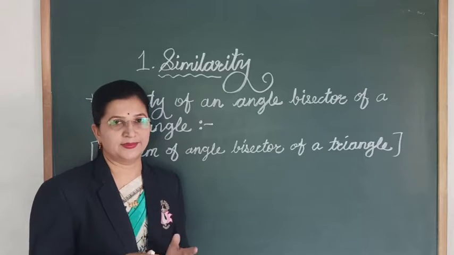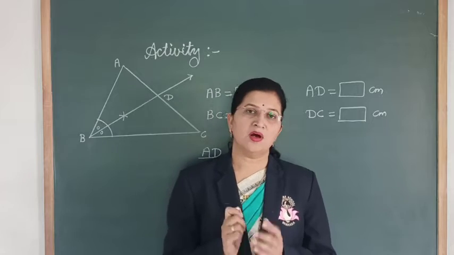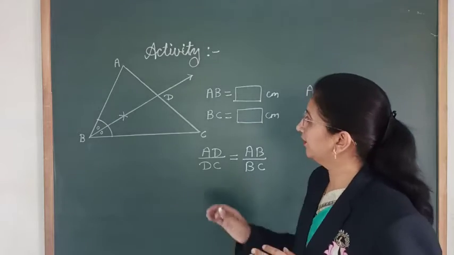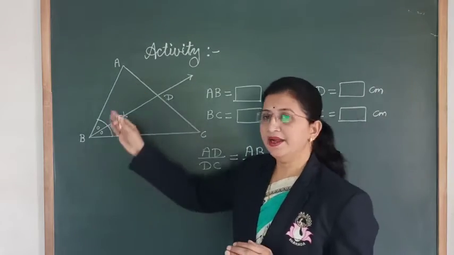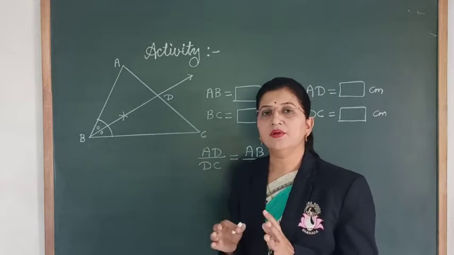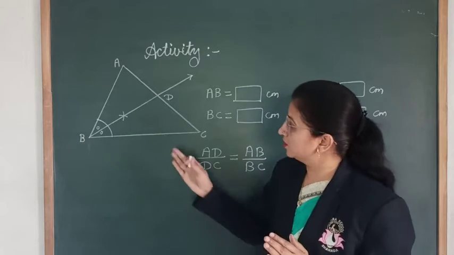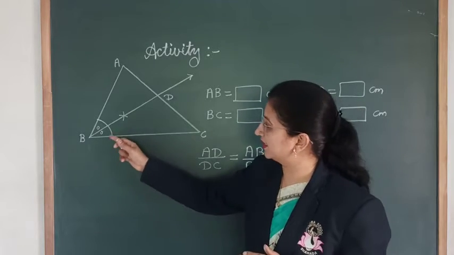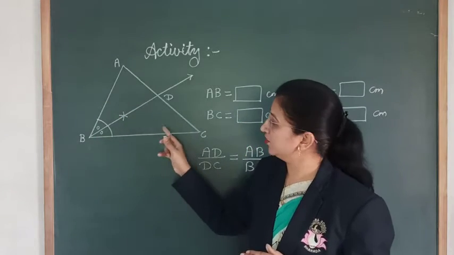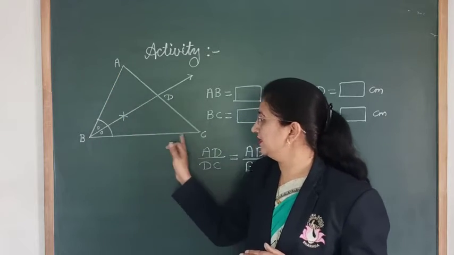Dear students, before going for the theorem of angle bisectors, let's do one activity. In this activity, we'll draw any triangle. Here let's consider the triangle ABC. Now in this triangle ABC, we'll bisect any angle of this triangle. So here you can see on the board, I have bisected the angle B, angle ABC. So we can say that ray BD is the bisector of angle ABC.